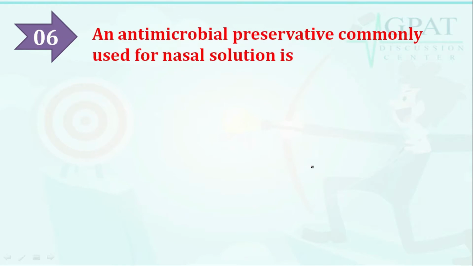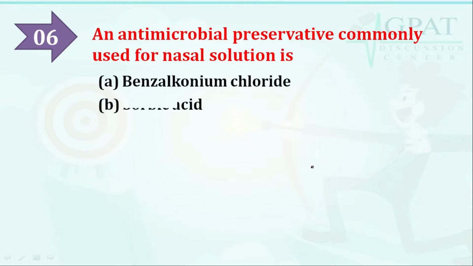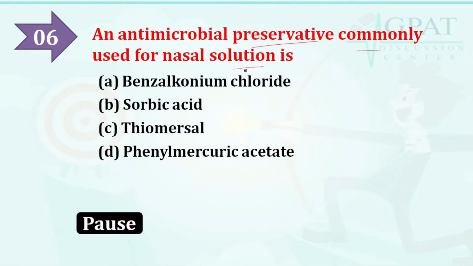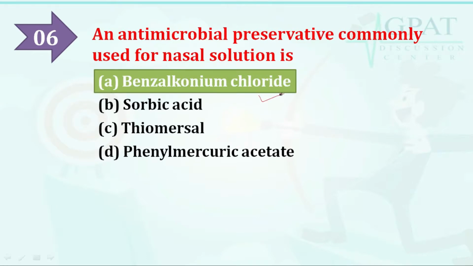So now the next question is: an antimicrobial preservative commonly used for nasal solution is, and the options are option A benzalkonium chloride, option B sorbic acid, option C thiomersal, option D phenyl mercuric acetate. So an antimicrobial preservative commonly used for nasal solution, and the correct answer is benzalkonium chloride. It is used as an antimicrobial preservative in nasal solution.